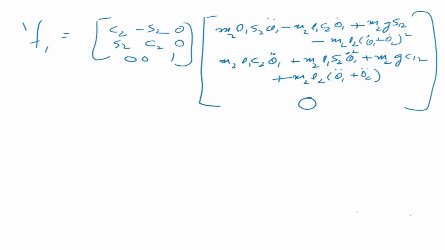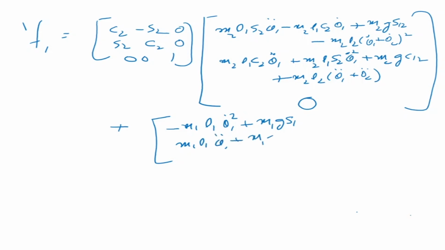Plus there is one more term here. So the plus it is minus m1 L1 θ1 dot squared plus m1 g s1, and we have m1 L1 θ1 double dot plus m1 g c1, 0. Okay, so it is this plus this. Now what we are seeing is that this is the force acting.